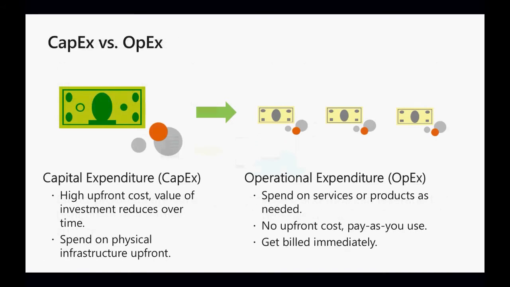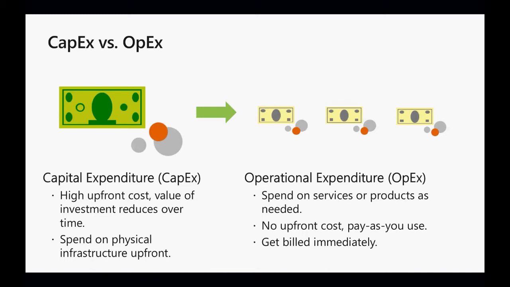So in here, we have capital expenditure and operational expenditure. In terms of capital expenditure, this is spending money on physical infrastructure. When you're talking about infrastructure, we're talking about the physical machines. So we're paying upfront, and then we deduct the expense from a tax bill over time. So with capital expenditure, there's always an upfront cost involved.